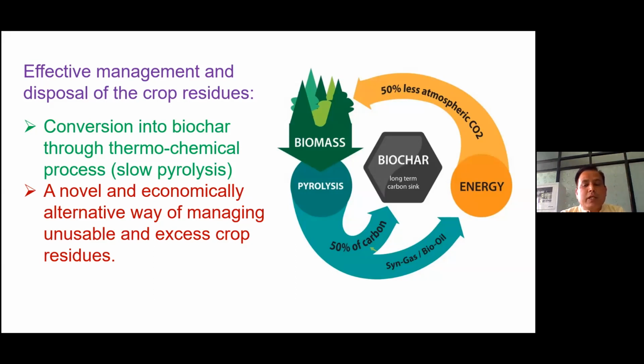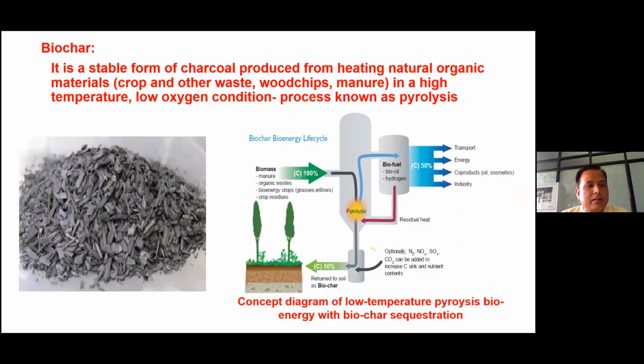So here I have given one picture. It is not a new thing. It is only a stable form of charcoal, which we produce by heating natural organic material, that may be anything, in a high temperature and low oxygen condition. This is the only condition. The temperature should be high, around 500 degrees centigrade, and oxygen supply should be limited. That process is known as pyrolysis.